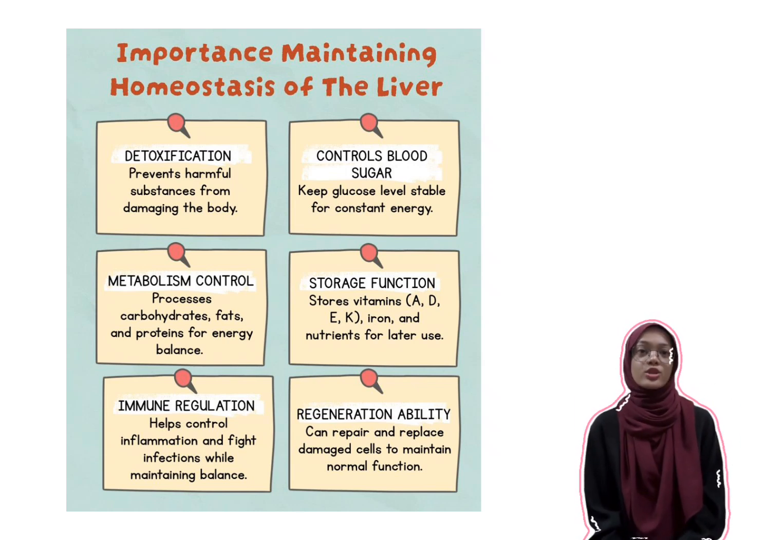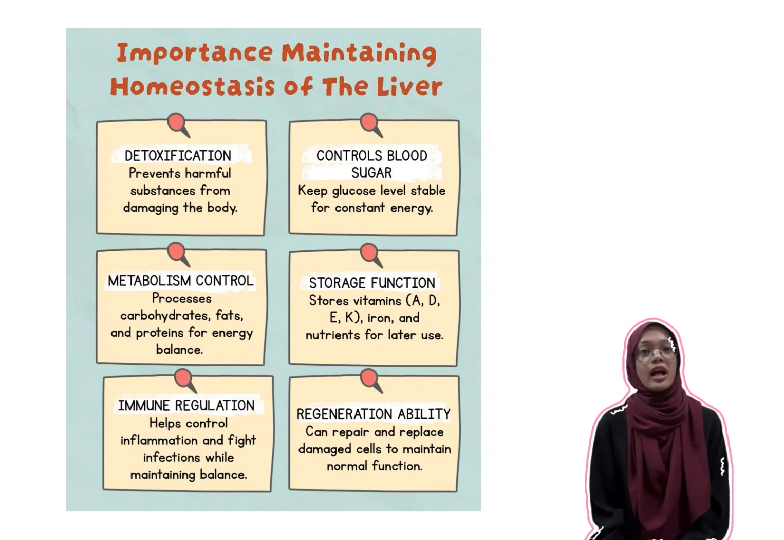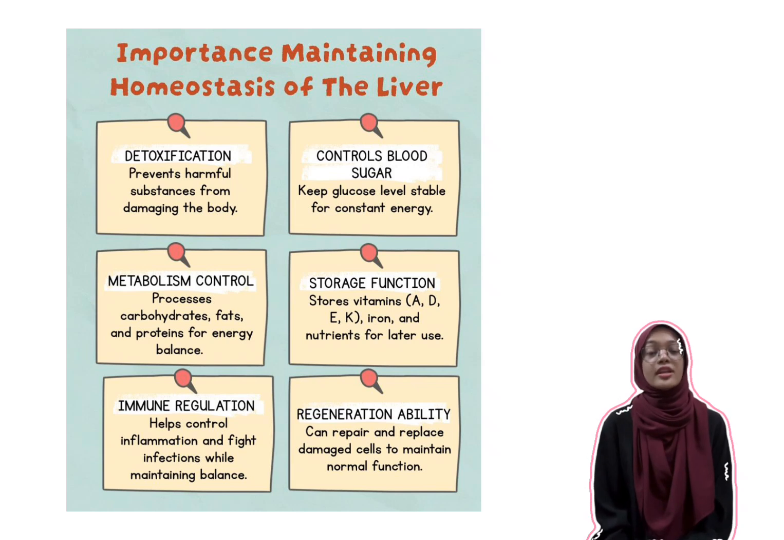Next, control of blood sugar. The liver helps regulate the level of glucose in our blood. It stores excess glucose and releases it when needed. This ensures that our body has a constant supply of energy throughout the day.